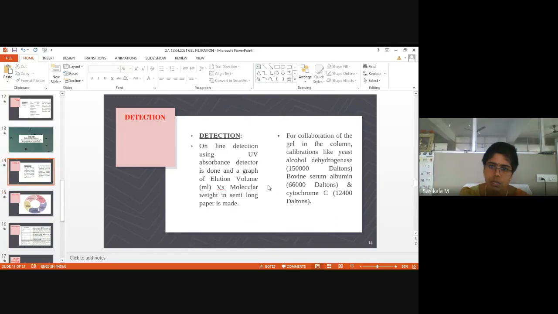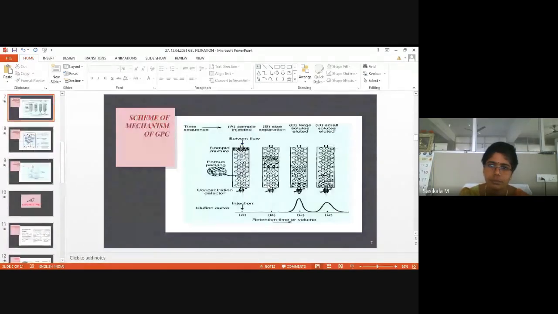Just recollect the picture here. In the beginning, before applying the sample, you are packing with the gel matrix. Then you are allowing the solvent to flow without applying sample. So the solvent gets saturated with the stationary phase. Only the stationary phase and mobile phase are present in the instrument now. To get the baseline, here you can see the baseline. Until you get the baseline, you have to allow the solvent to flow through the column, so the column will get saturated with the solvent.